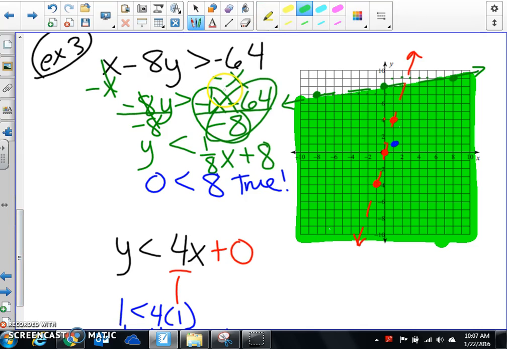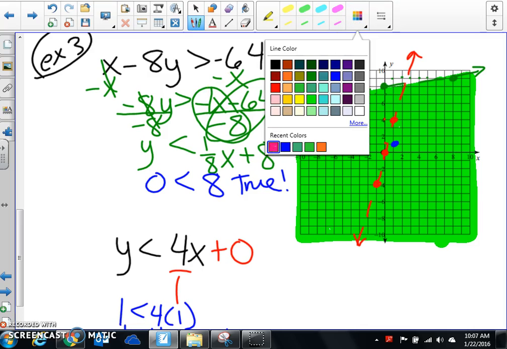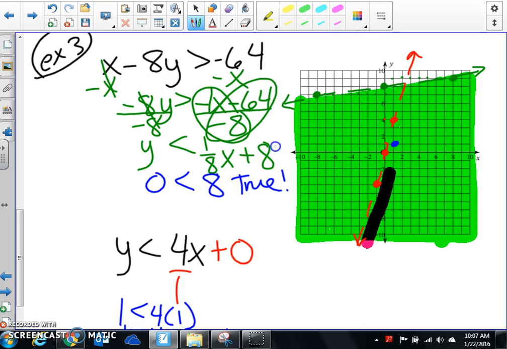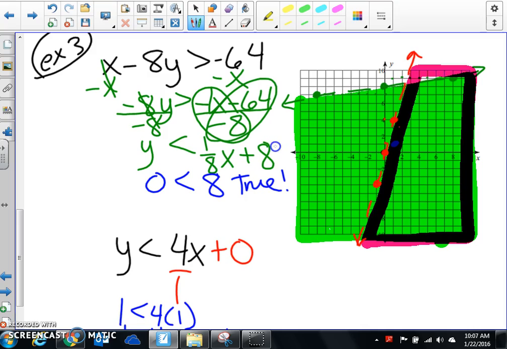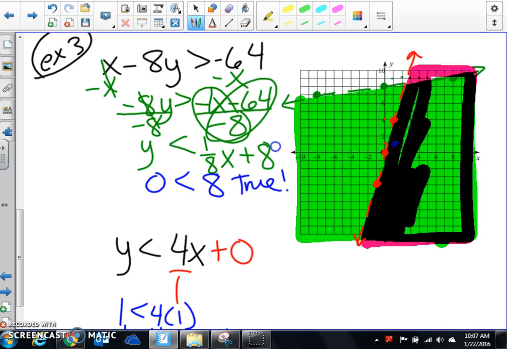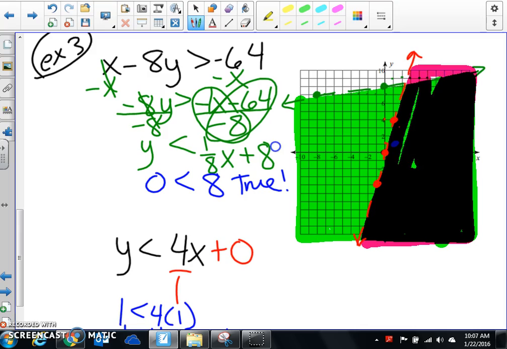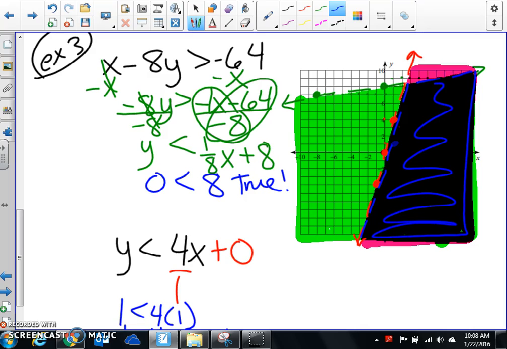So I grab my highlighter, the opposite of green is pink, and I highlight that area. Try to get it as close to the boundary line as you can. And once again, my solution is all of this. And both of them were dashed lines, so make sure you dash them. And one more, guys.